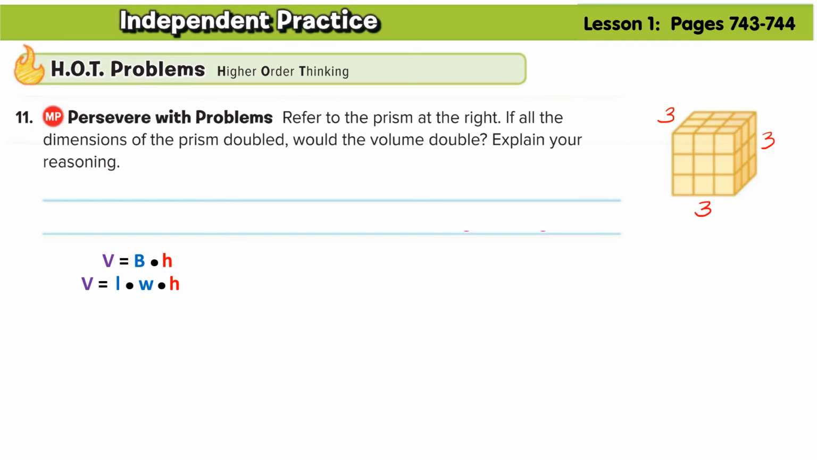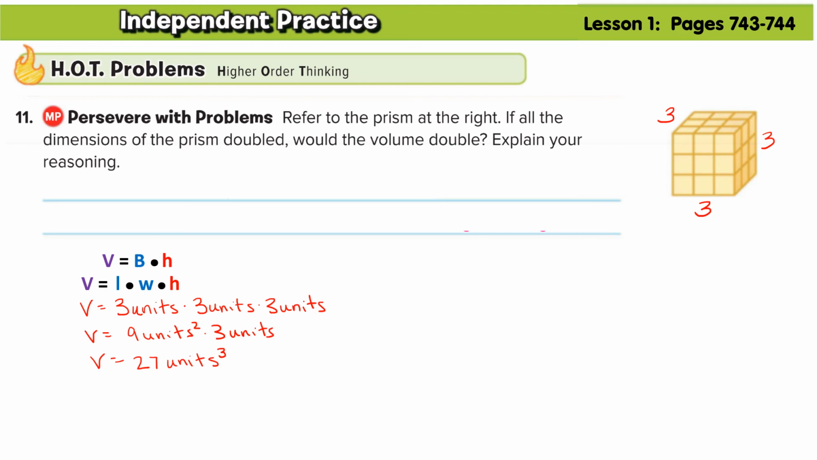So the volume would be 3 units times 3 units times 3 units. So the volume would equal 9 units times 3 units. So the volume would equal, oh sorry, this is squared, 27 units cubed. All right, now we're going to double, and I'm going to change my colors.